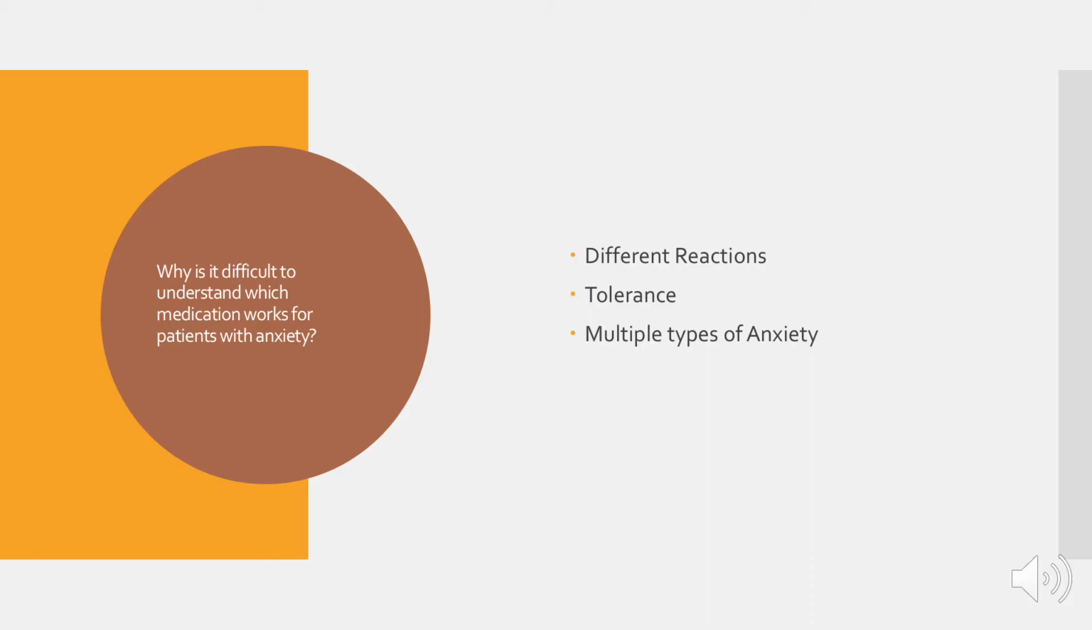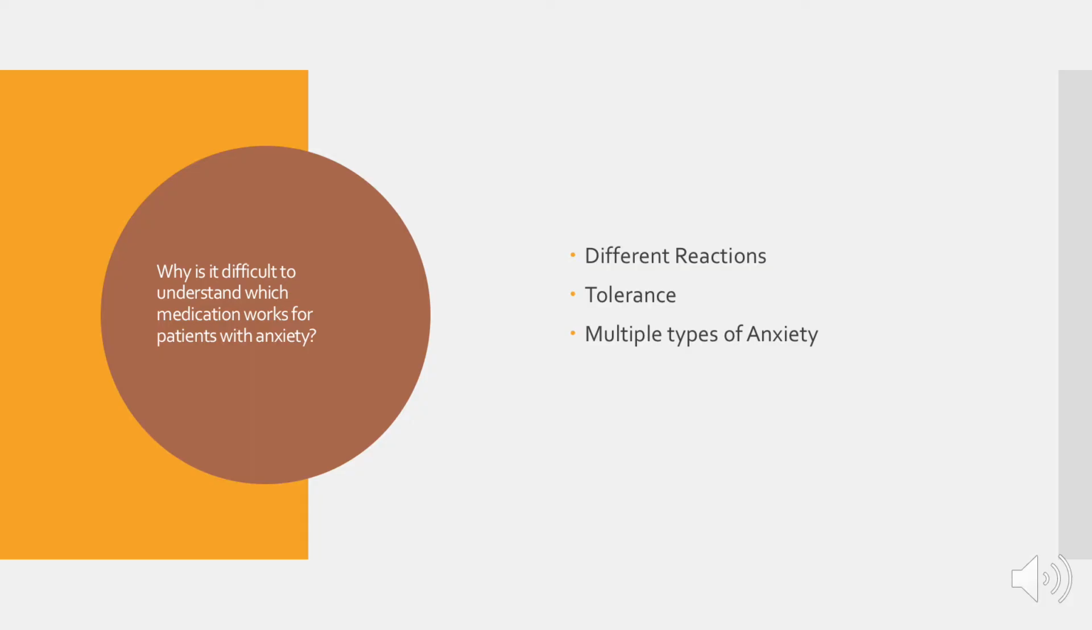For the second portion of part 2, we were asked to answer why it is difficult to understand which medications work for patients with anxiety. And in my opinion, it is difficult to understand because individuals have different reactions and tolerances to medications. One might work great for one patient, but another patient might have a really bad side effect to it. So you never really know exactly how someone could react to a certain type of drug.